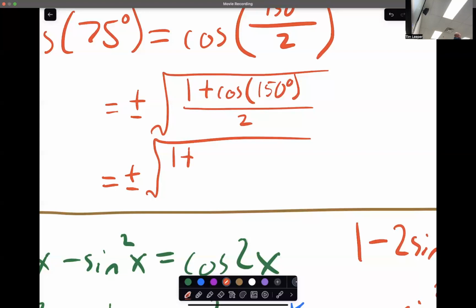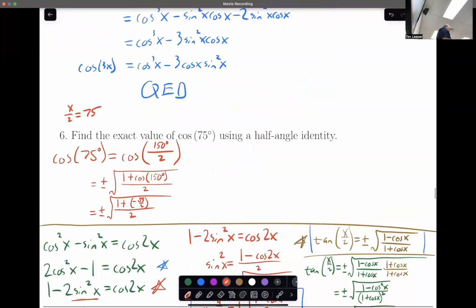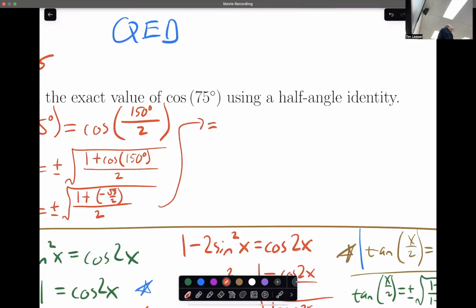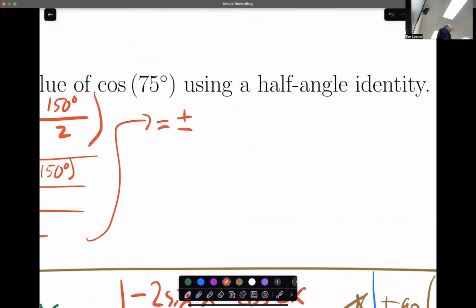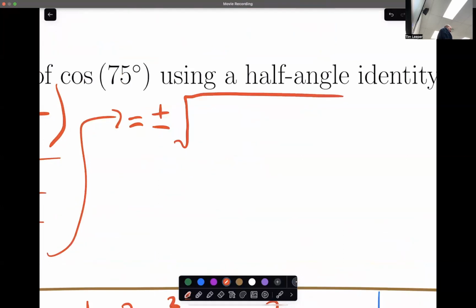Is it positive or negative? It'd be negative. So it's negative square root of 3 over 2. That's what the cosine of 150 degrees is. So it's going to be 1 plus a negative square root of 3 over 2, all over 2. Good deal. Notice that this then is going to become the following. We have plus or minus the square root of 1 minus square root of 3 over 2, all over 2.